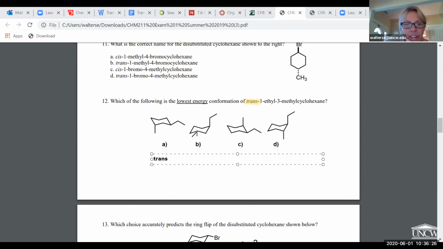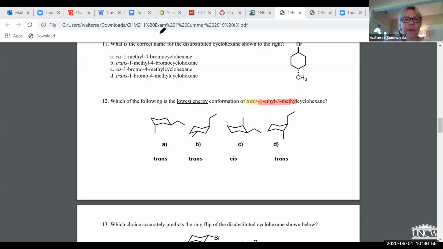This one is down, up, trans. C is cis. D is trans. Okay, so that's the first thing that I would do. The second thing I would do is look at the part of the name and find that it's a 1-3 substitution.